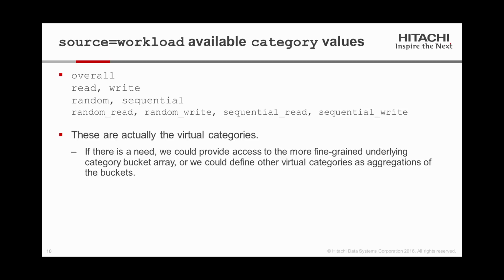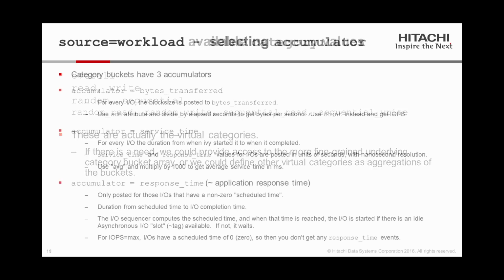Again, here we can see that you can select category equals overall, read, write, random, sequential, and the four detailed ones. And actually, these are virtual categories. If there's a need, we could provide access to the more fine-grained underlying category bucket array with the service time histogram, or we could define other virtual category functions as different aggregations of those buckets too. Okay, so those are the things you can pick from for category.